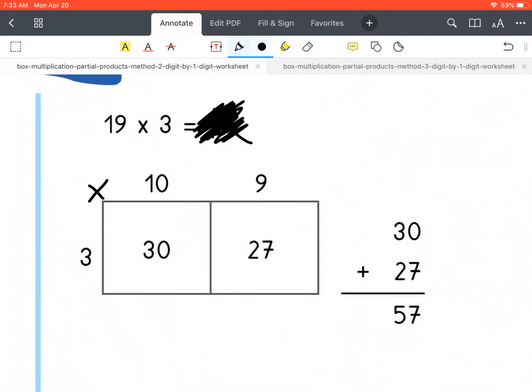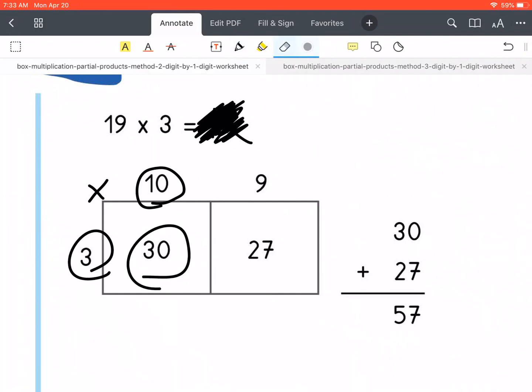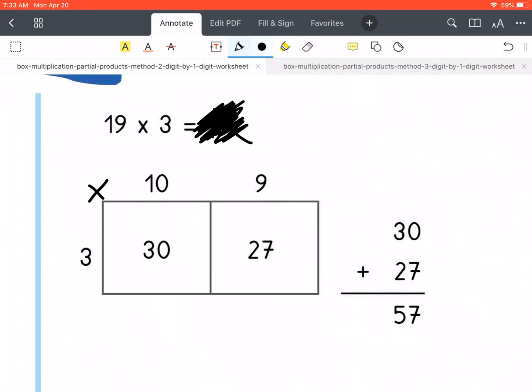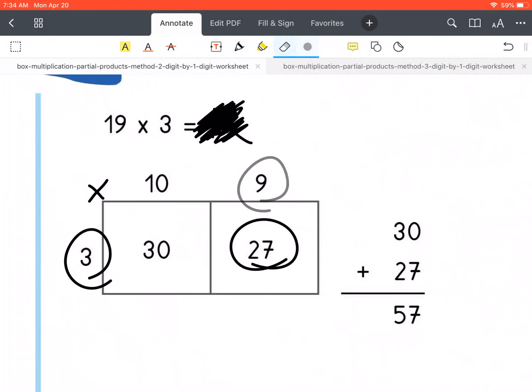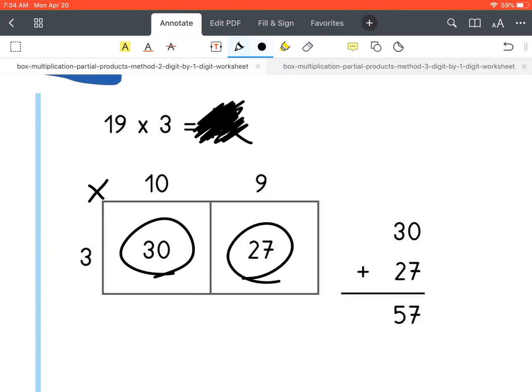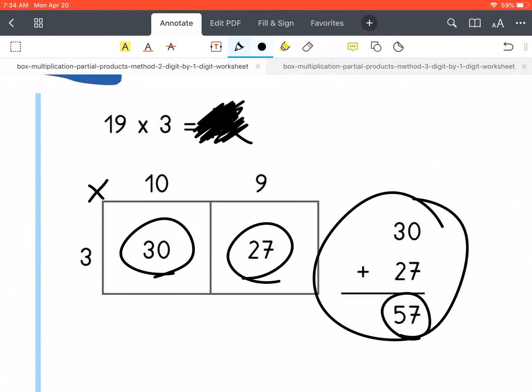So let's take 10 times 3. If you need your multiplication chart, go ahead and get it out. 10 times 3 is 30. Next, we'll do 9 times 3. 9 times 3 is 27. After you find the numbers that are in these boxes, you're going to add them together. And when you add 30 plus 27, you get the answer of 57.